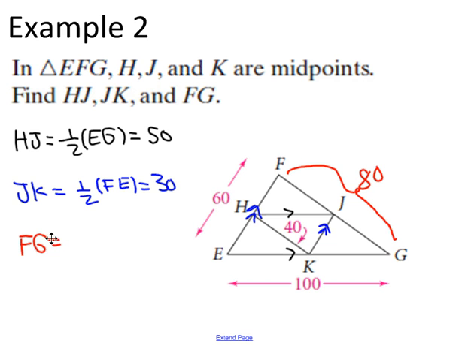Right? And that's because FG is equal to 80. You can think about it like this also, right? FG is twice HK. So FG will be equal to 2 times 40, which is 80. Right? It takes 2 HKs to make 1 FG.